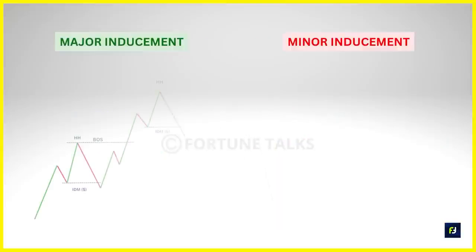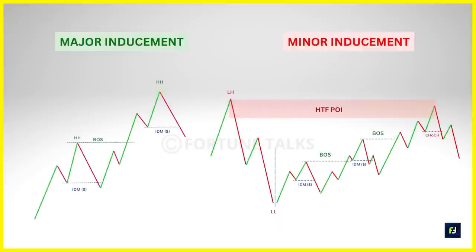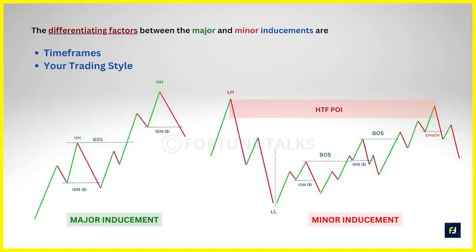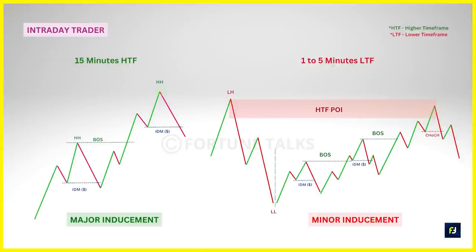Now let us talk about major and minor inducements. You might have already guessed what these are. Anyways, the differentiating factor between the major and minor inducements is the time frames. It will also depend on your trading style. So if you are an intraday trader, then your higher time frame can be 15 minutes, while your lower time frame can be between 1 minute to 5 minutes.